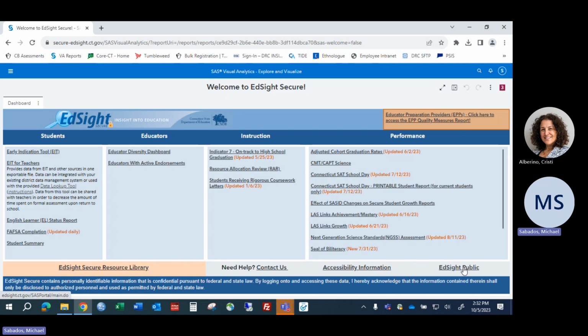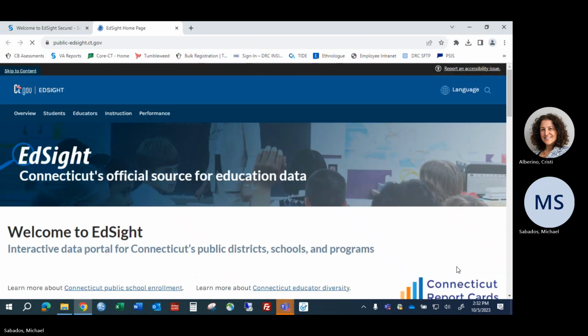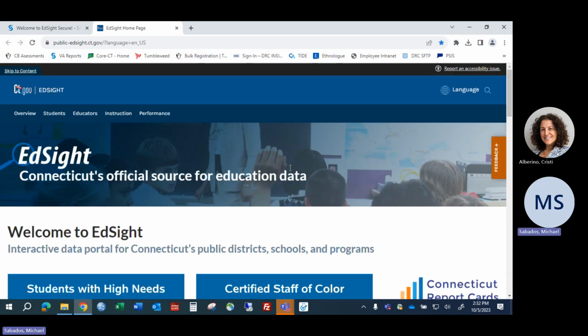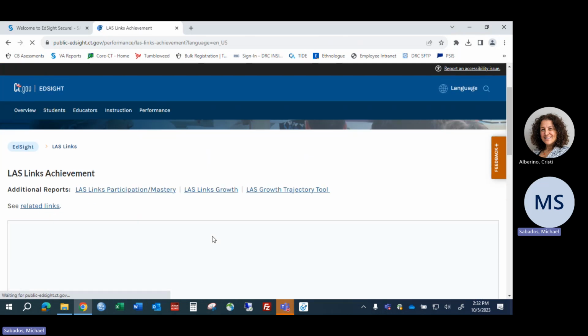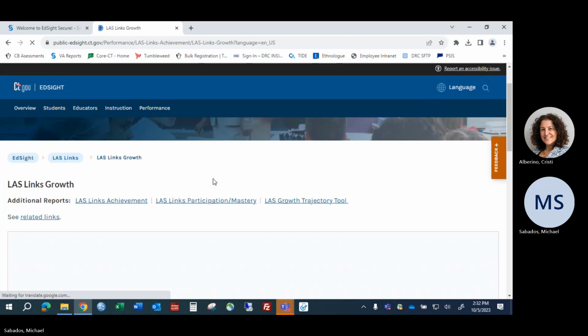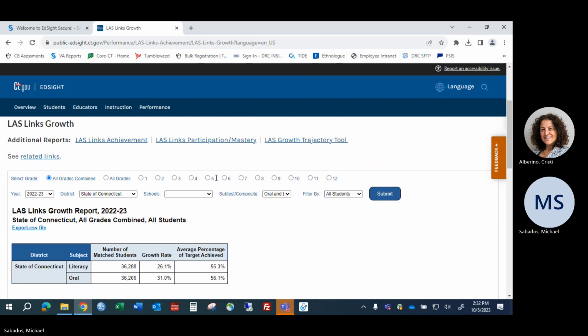Now, the Lost Links growth report is also in EdSight Public. And I think using both the EdSight Secure results and EdSight Public results can be useful. So let's find the Lost Links growth report in EdSight Public. So let's say you've looked at your results in EdSight Secure. You have a pretty good sense of how your district has done, but you want to find a context. You want to put your numbers in a context and understand them in a broader picture.